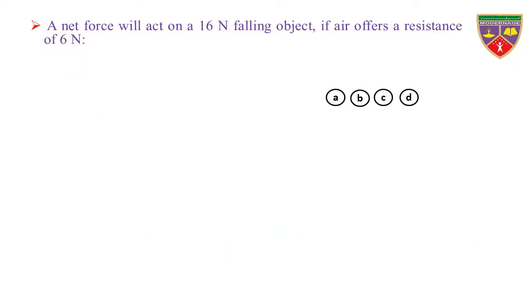A net force will act on a 16 Newton falling object if air offers a resistance of 6 Newton: option A, 6 Newton; option B, 10 Newton; option C, 16 Newton; option D, 22 Newton. The key is 10 Newton. Therefore, the correct option is B.